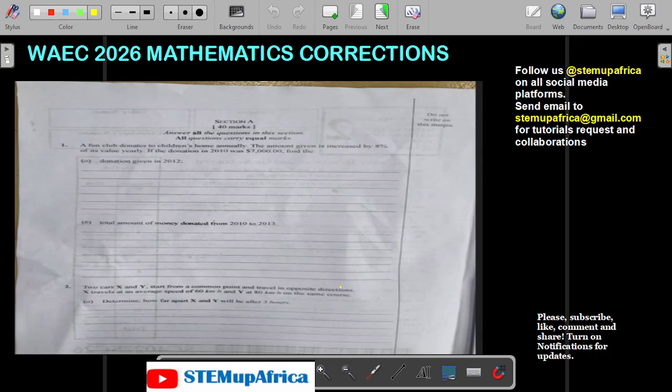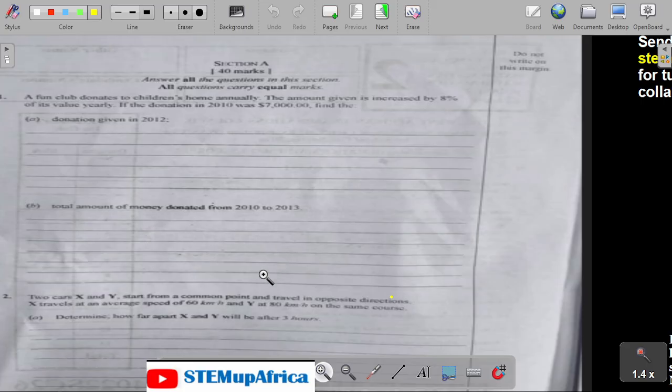So let's go with question 1. Question 1 says, a fun club donates to children's home annually. The amount given is increased by 8%. So every year, they increase the money by 8% of its value yearly. Each donation in 2010 was $7,000. Find the donation in 2012.